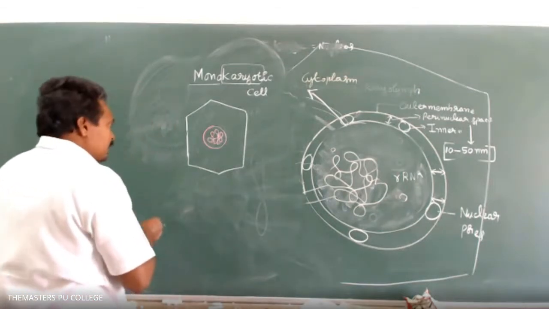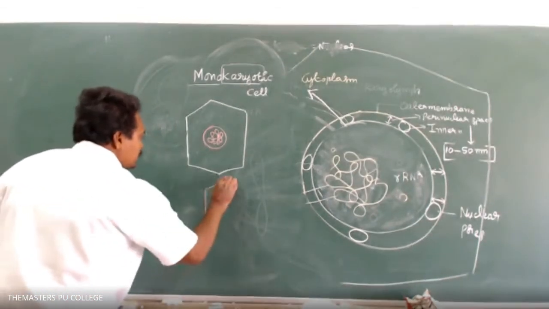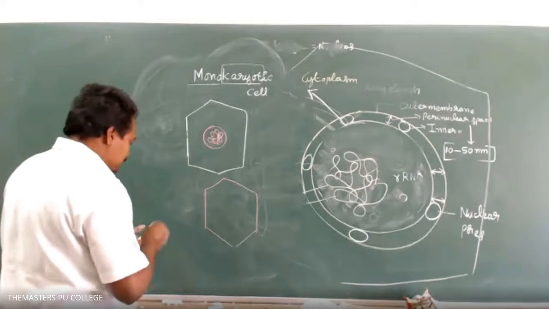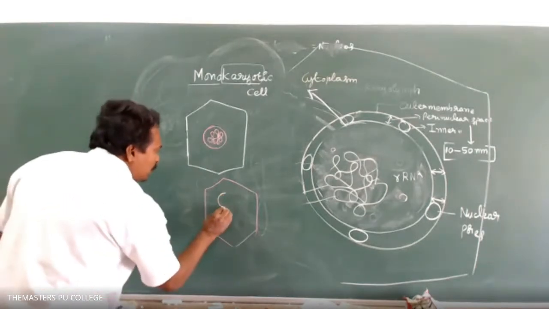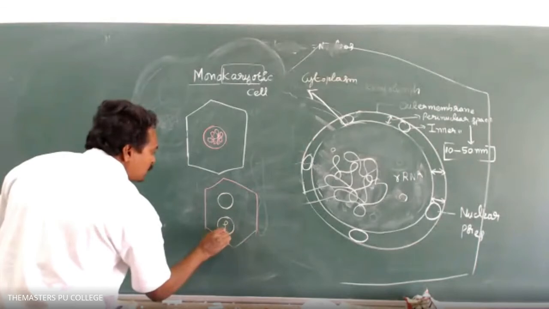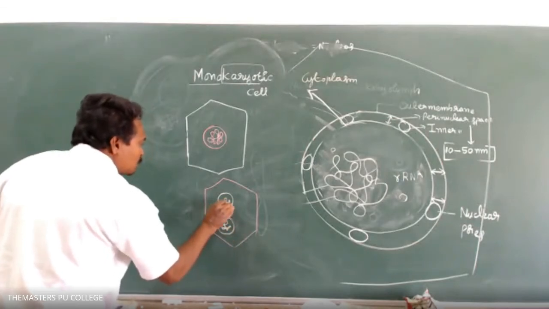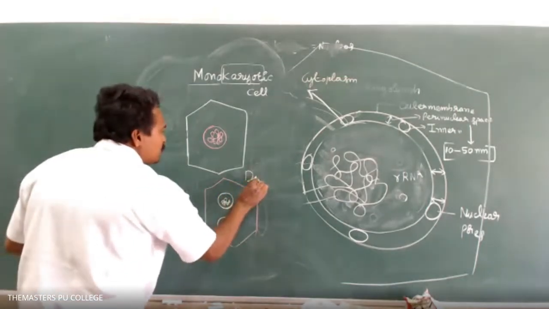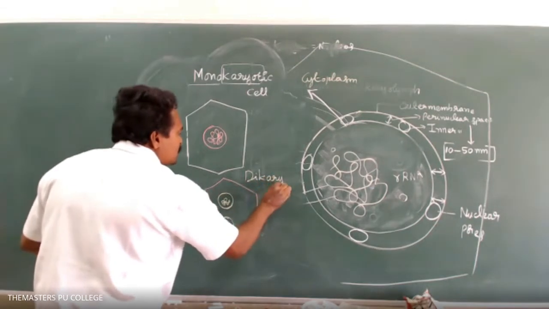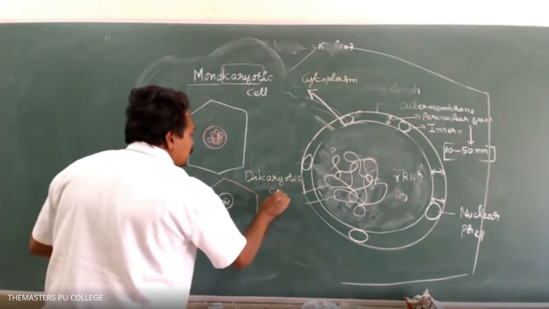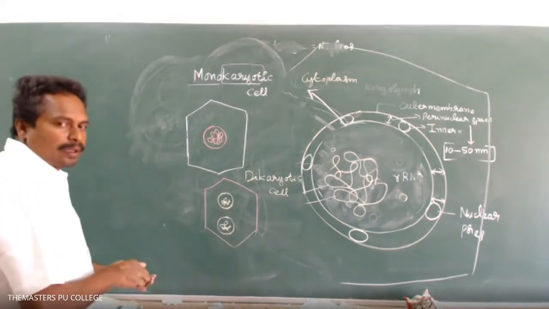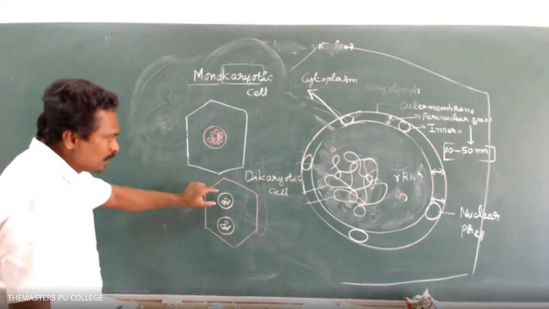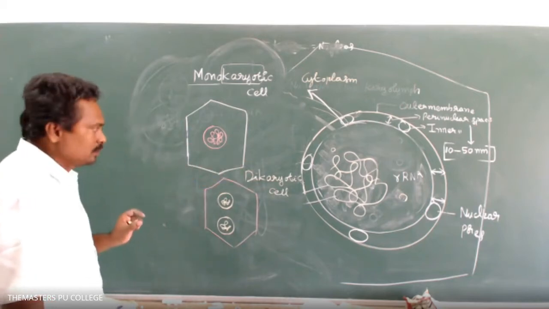In some of the cells, majority of the cells are having one nucleus. In some of the cells, more than one nucleus is present. The presence of two nuclei in a cell is called a dikaryotic cell. One nucleus present, monokaryotic cell. Two nuclei present in a cell, dikaryotic cell.